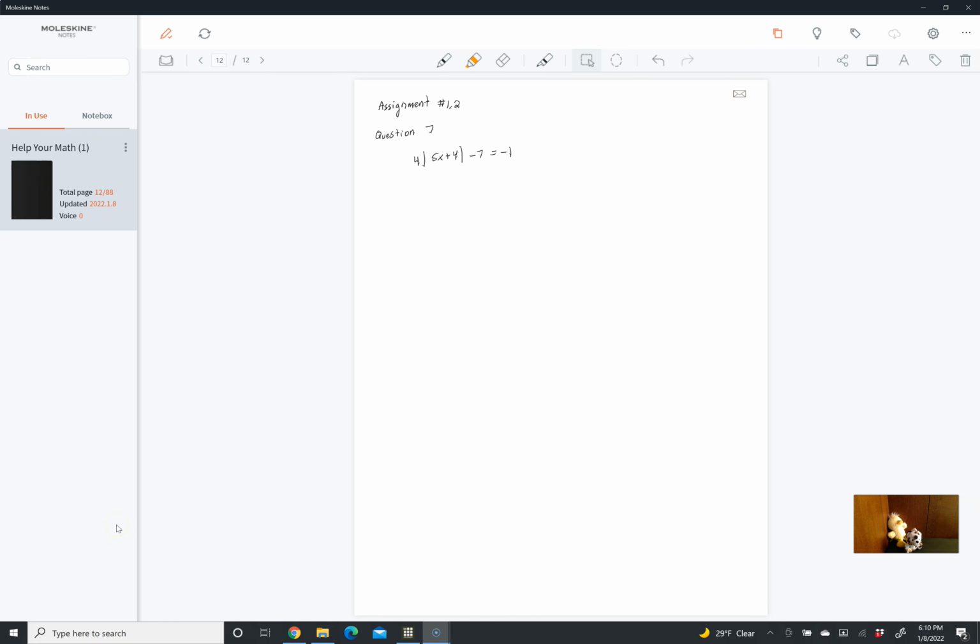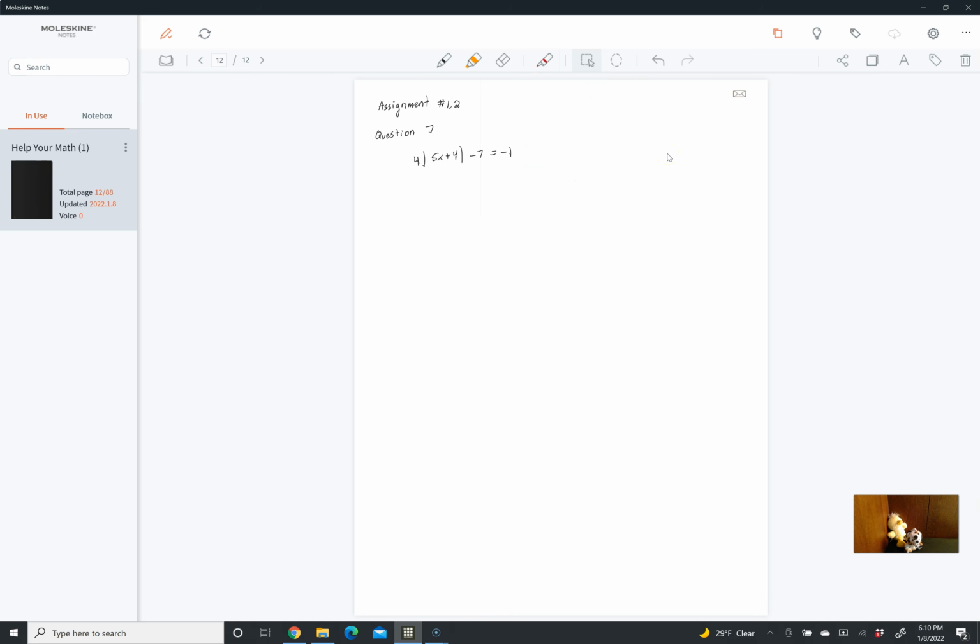This is the solution to assignment number 1.2, question 7. The question was 4 times the absolute value of 5x plus 4 minus 7 equals negative 1. So again, what we'd like to do is isolate the absolute value sign, because then we could figure out what should be inside the absolute value. So to isolate, we're going to start by adding 7 to both sides.